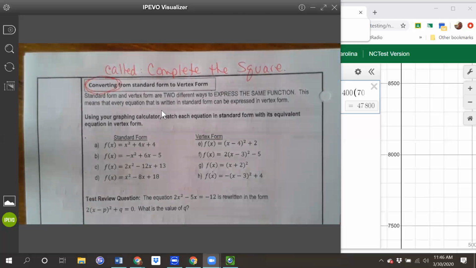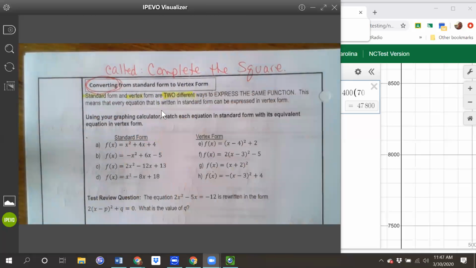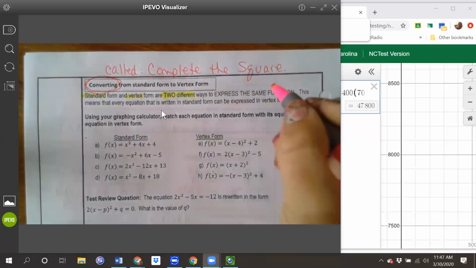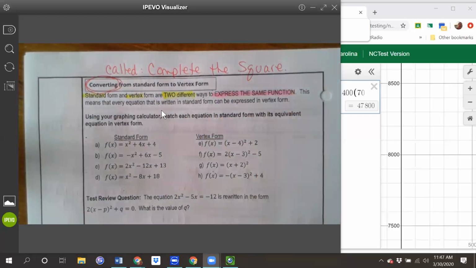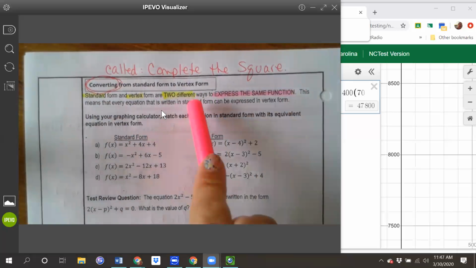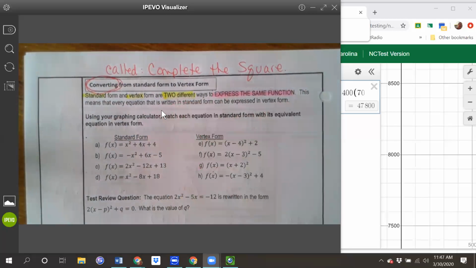Please know that standard and vertex form are just two different ways that express the same function. It's the same equation, just written in two different styles. So every standard form equation can be written in vertex form, and likewise, every vertex form could be written in standard form. It says, using your graphing calculator, match each equation in standard form with its equivalent in vertex form.